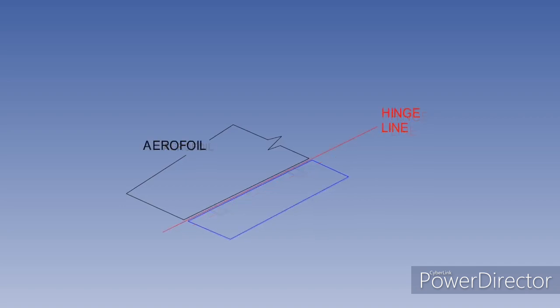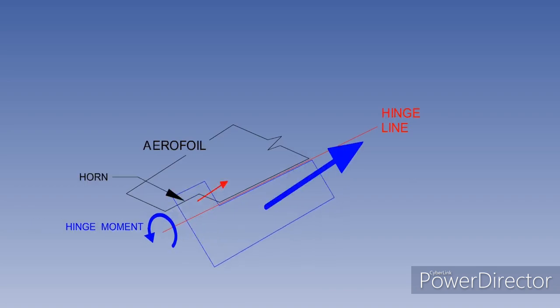The second type of aerodynamic balance we will consider is the horn balance. A small area of the control surface is positioned forward of the hinge line at the outboard end. The horn generates a small aerodynamic force that opposes and therefore decreases the hinge moment. The area of the horn balance is carefully calculated so that overbalance is prevented. The horn balance is used on the rudder and elevator, but not the ailerons.